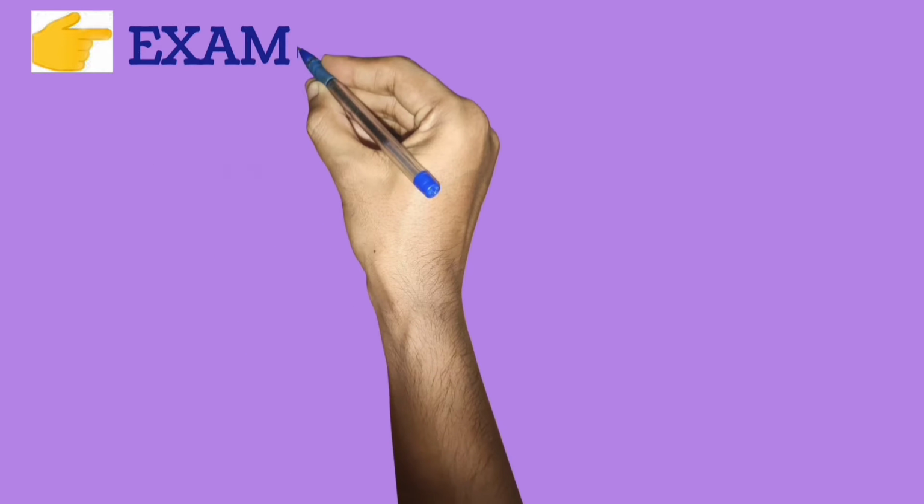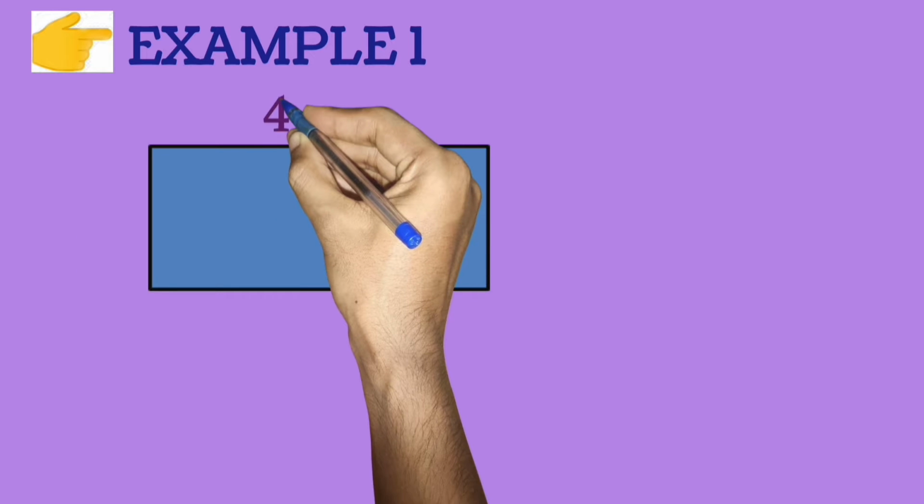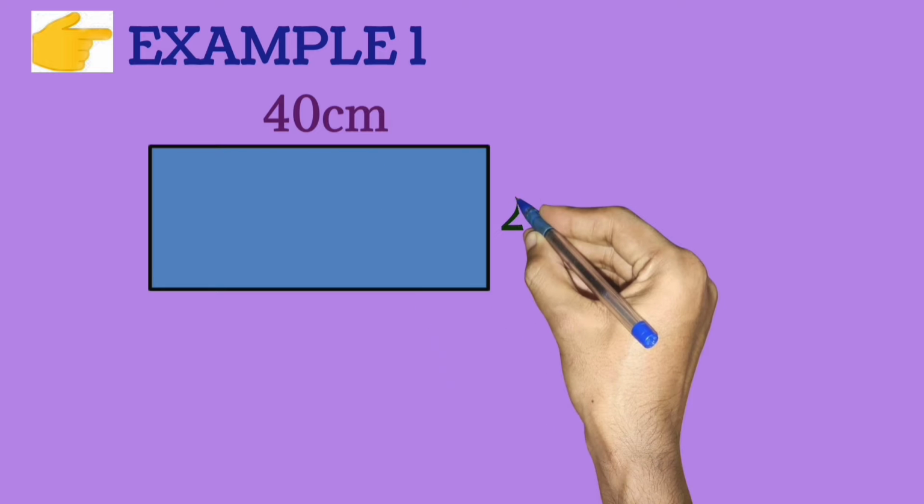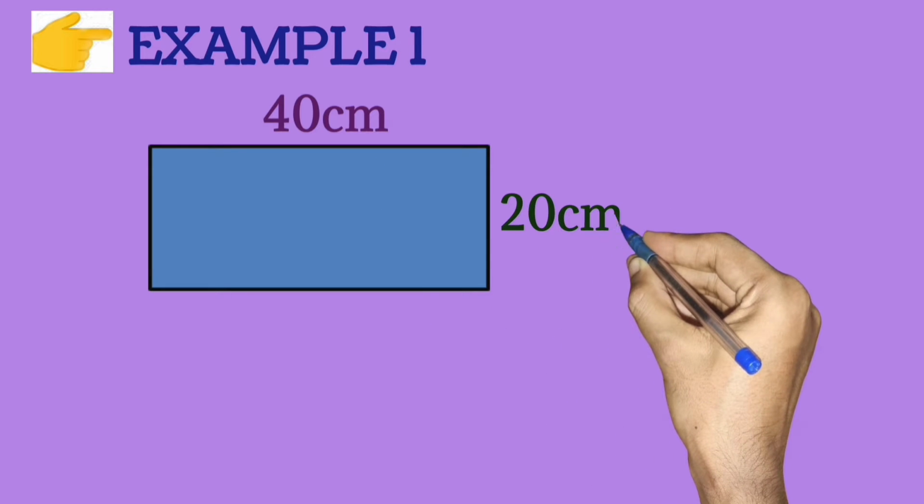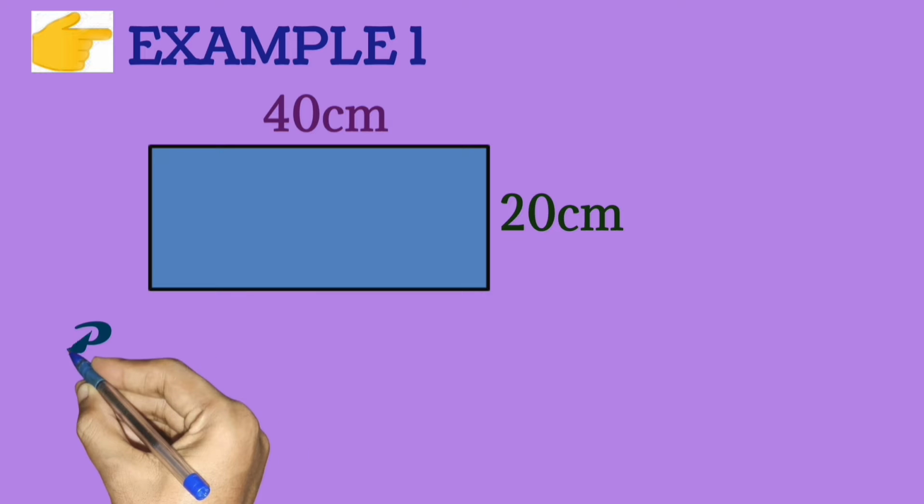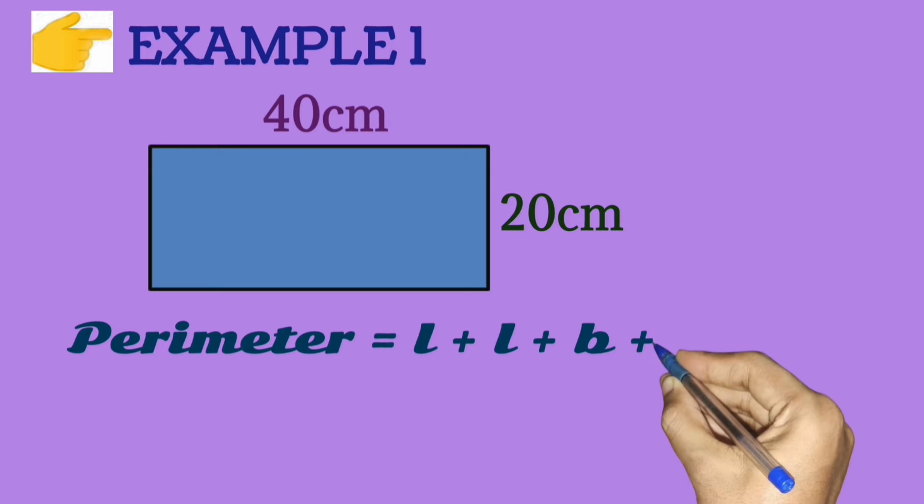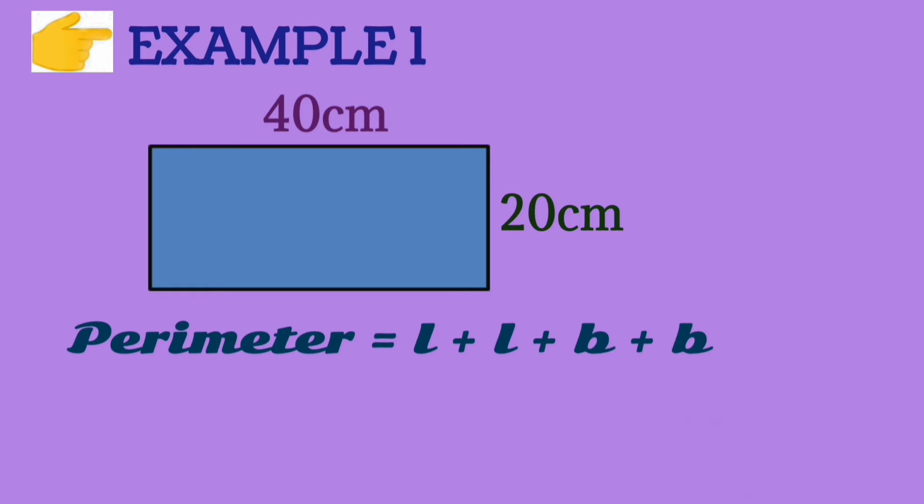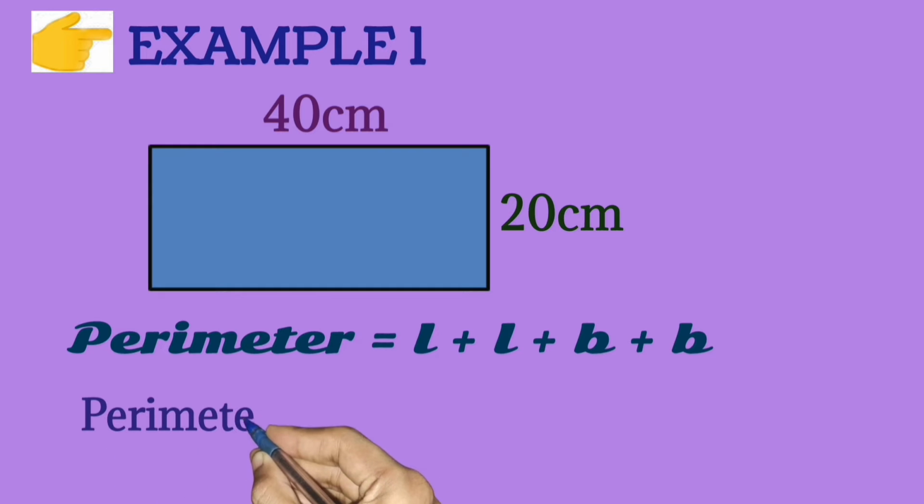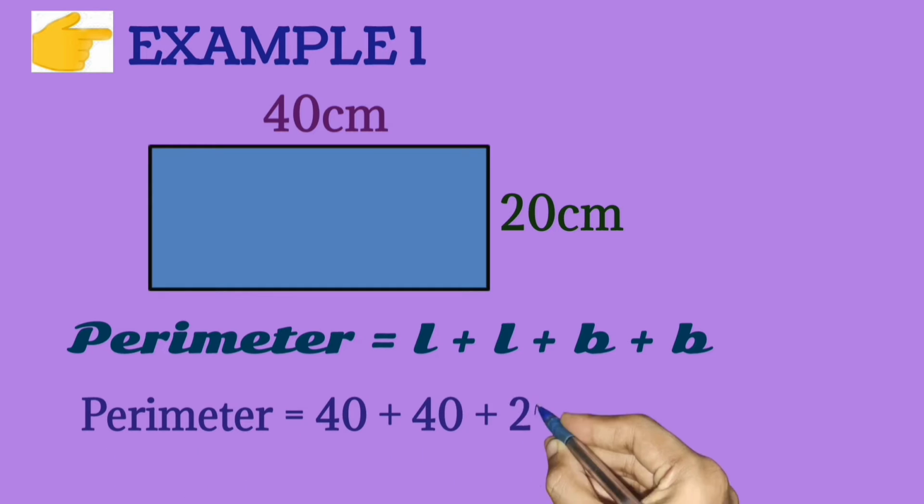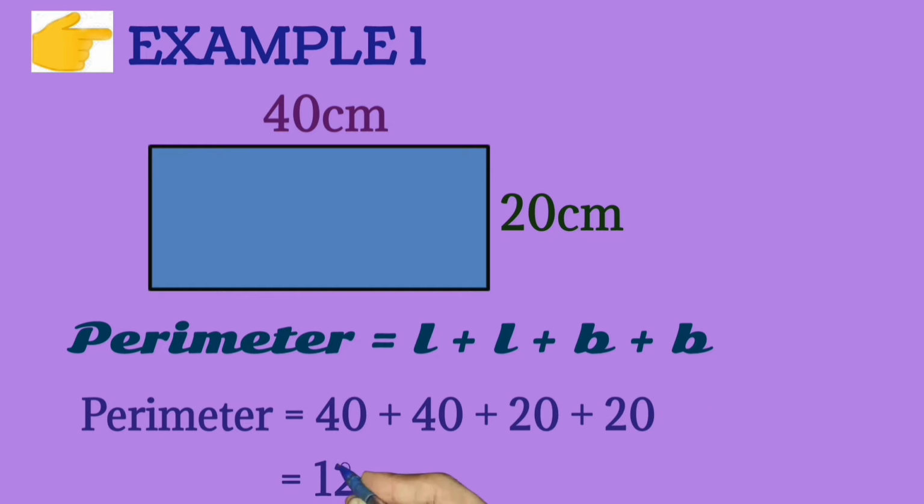Here is the first example. If you are asked to calculate the perimeter of this given rectangle with length 40 cm and breadth 20 cm, you can apply the formula, which is perimeter is equal to length plus length plus breadth plus breadth. The length is 40 cm and the breadth is 20 cm. Therefore, the perimeter is 40 plus 40 plus 20 plus 20, which is equal to 120 centimeters. This is the required answer.